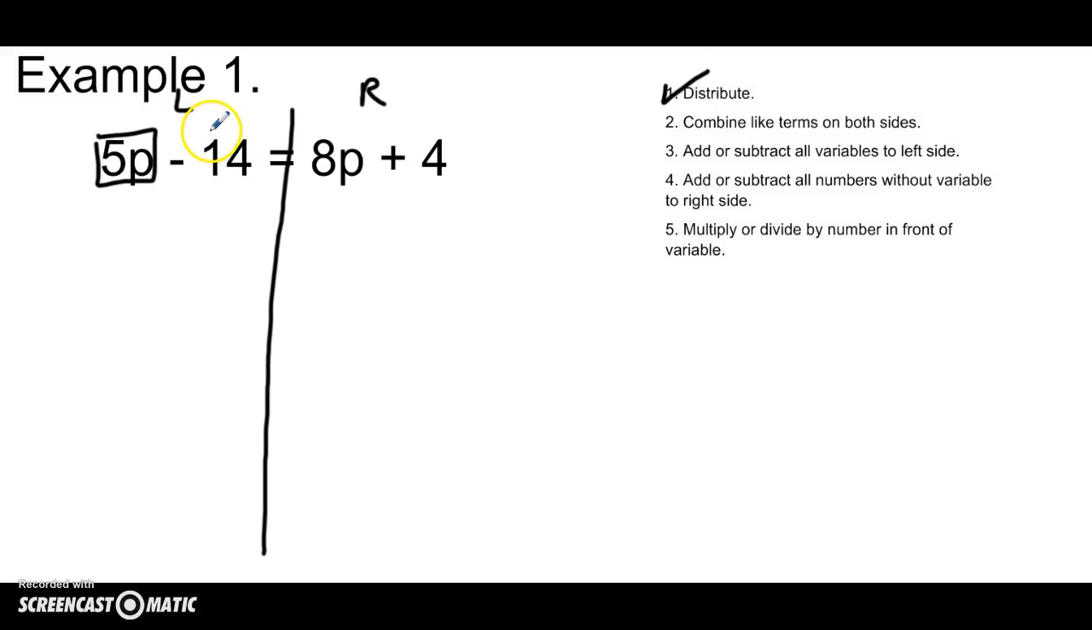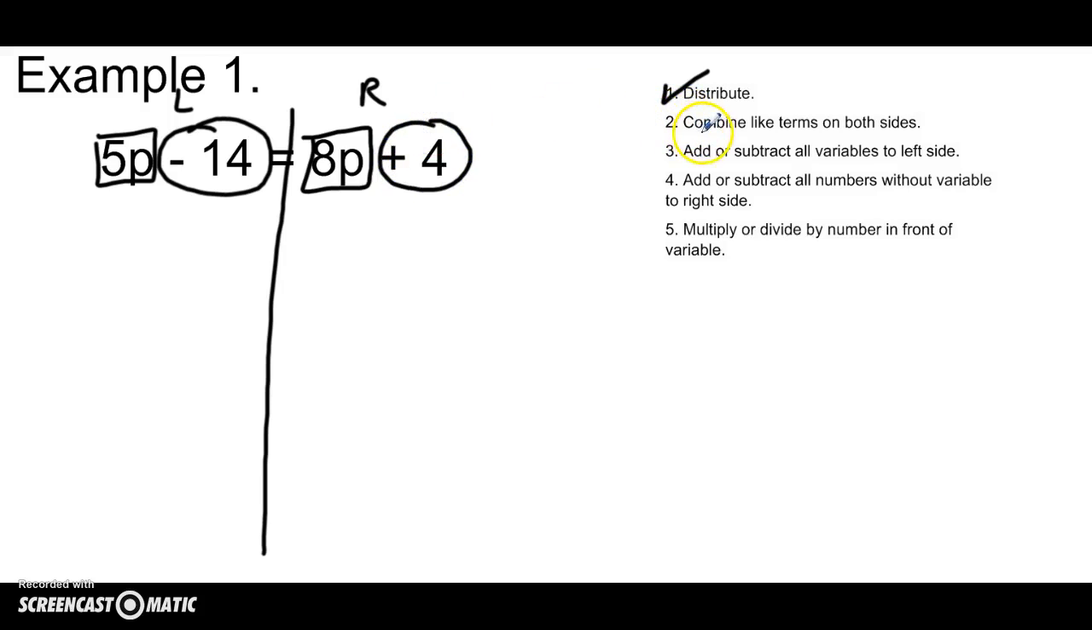My next term is a negative 14 or a minus 14. So I'm going to go ahead and circle that. If I look at my left side, I don't have any other terms that need to be boxed or circled. So I'm going to move on to my right side. On the right side, I have one term with a variable, so I'll put a square around that. And I have one term without a variable.